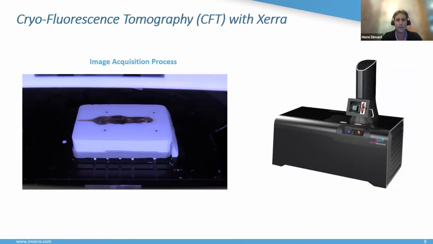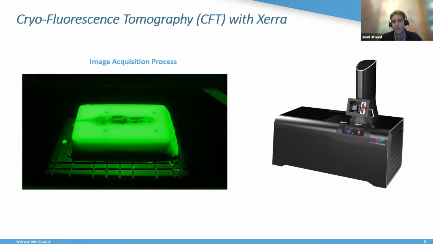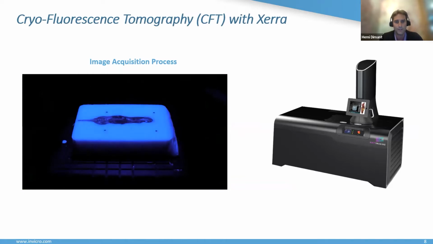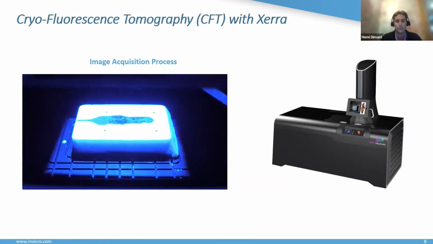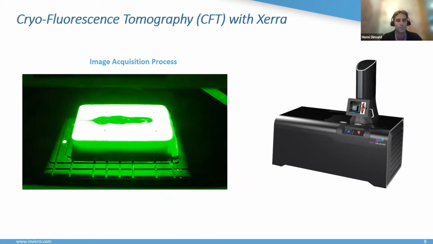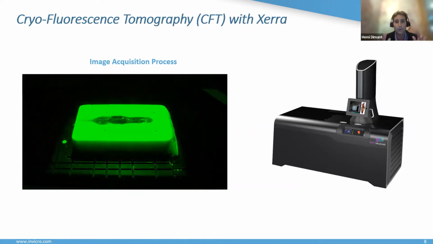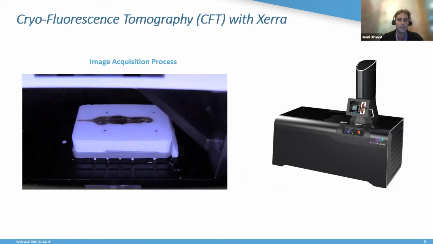The way we image this animal is using Cryo-Fluorescence Tomography. It's a block-face imaging modality. You can see on the left a video showing a whole mouse frozen. There's no fixation and no special processing. You just freeze the animal and block it in OCT. We install fiducials, those black dots that you see here.